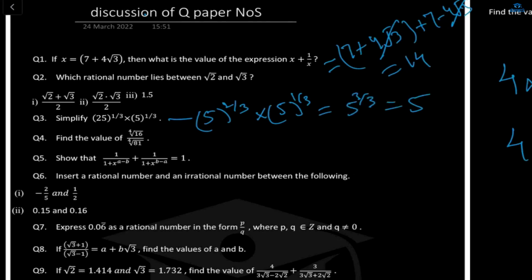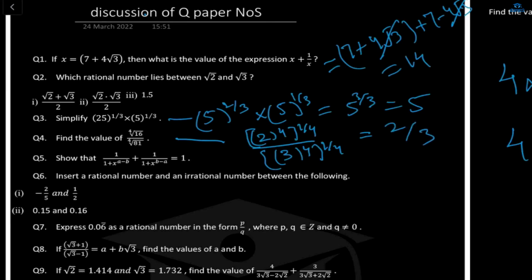Okay. Now, fourth one. Find the value of 4th root of 16 divided by 4th root of 81. So 16 can be written as 2 to the power 4, and 81 can be written as 3 to the power 4. Then the 4th root means raising to the power 1 by 4, so 2 to the power 4 to the power 1 by 4, divided by 3 to the power 4 to the power 1 by 4. So what will you get? 2 by 3. Yes. Am I right? Your answer will be 2 by 3.